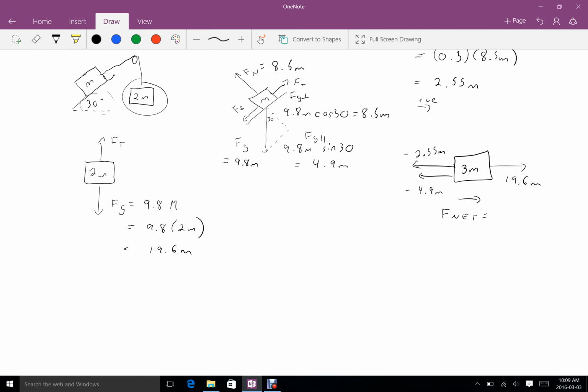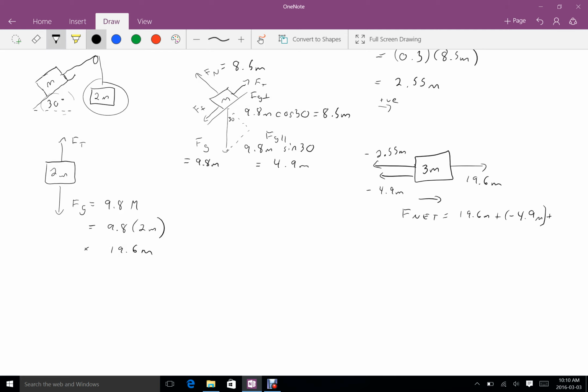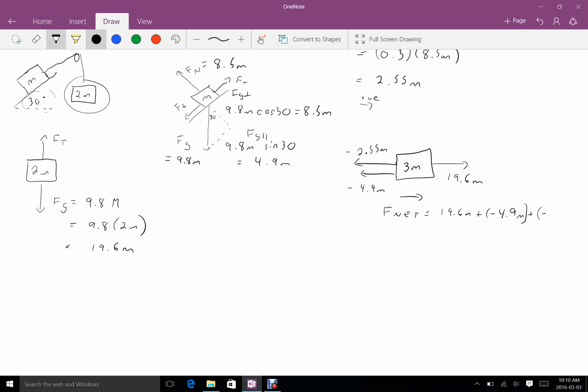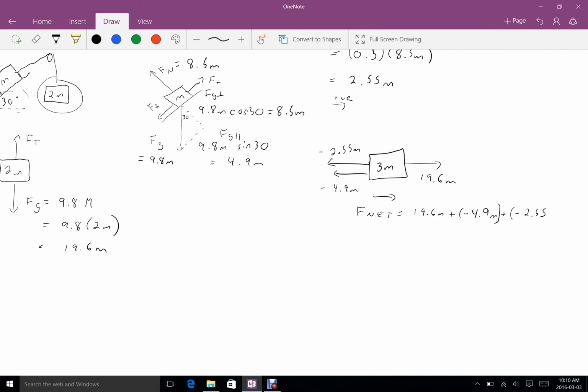That's going to be equal to 19.6 m plus negative 4.9 m plus negative 2.55 m. That's what it is. Okay, so 19.6 minus 4.9 minus 2.55 works out to be 12.15 m.